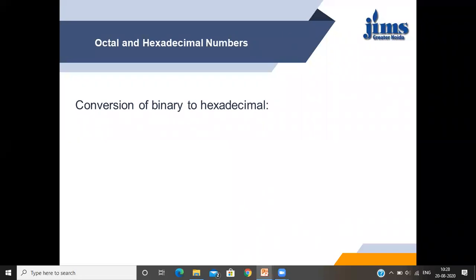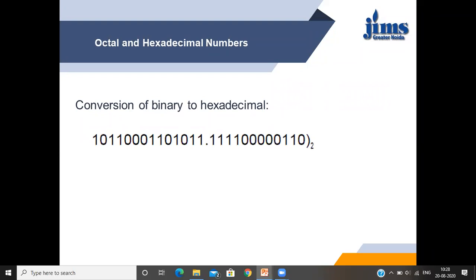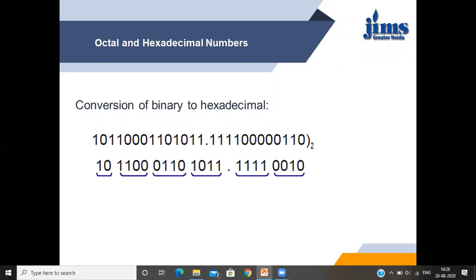Now when we have to convert a binary number to a hexadecimal number, the base is 16, and 16 is 2 raised to the power 4. That means we require 4 bits to convert a binary number into a hexadecimal number. Suppose a number is given like this. As we require 4 bits, in the same manner as in the octal case, we make groups of 4 bits from the decimal point to the left hand side and to the right hand side. So 1 1 0 1 is 4 bits, then again 4 bits, 4 bits.